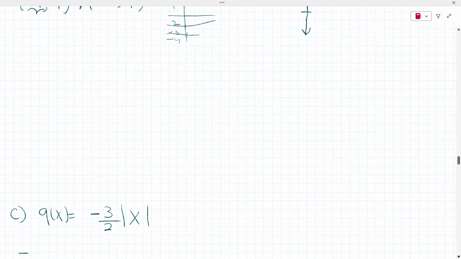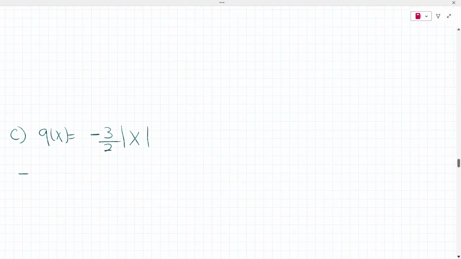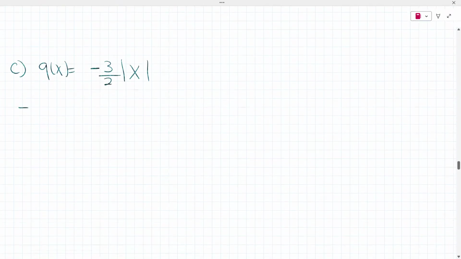Okay, now let's look at C. We have Q of x equals -3/2 absolute value of x. So what's really happening? Is there any shifts? No. Is there a vertical shift? No. We have this -3/2 right next to the absolute value. So what about the minus? What does that represent? That is a reflection.